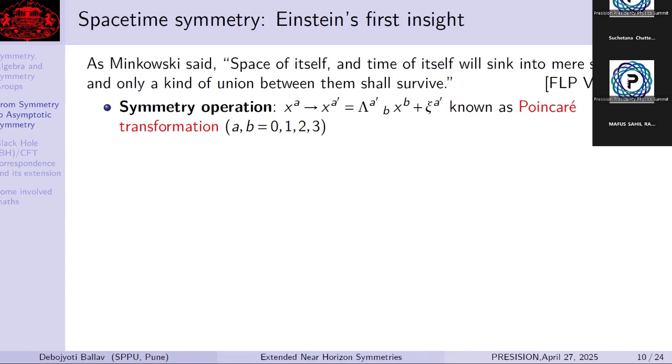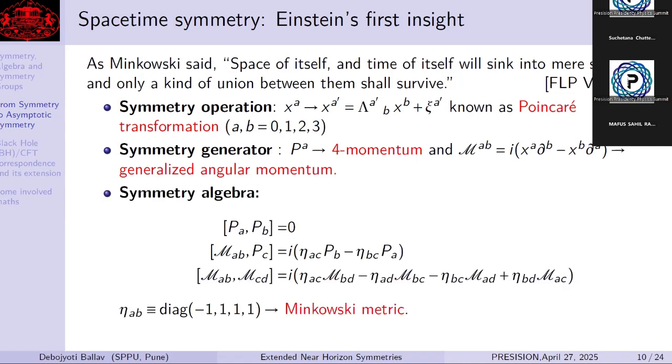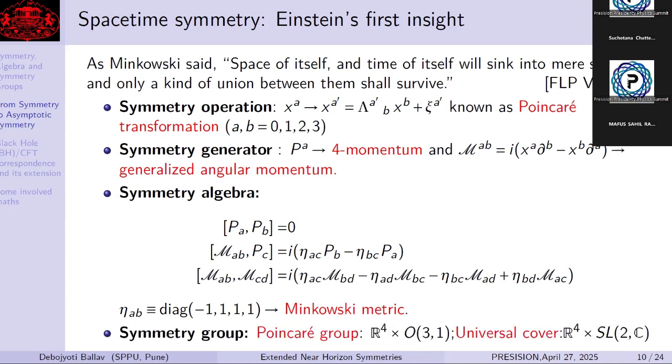Poincare transformations. These x^a are the 4-vectors in special relativity, and lambda^a_b are nothing but the generalized Lorentz transformation matrices. If we talk about the symmetry generators along the same line, they will be the 4-momentum and the generalization of angular momentum, the generalized angular momentum. If you calculate the commutator algebra among them, you get this algebra in terms of the Minkowski metric eta_ab, which is called the Poincare algebra. The symmetry group will be the Poincare group, and its universal covering group will be R^4 cross SL(2,C).